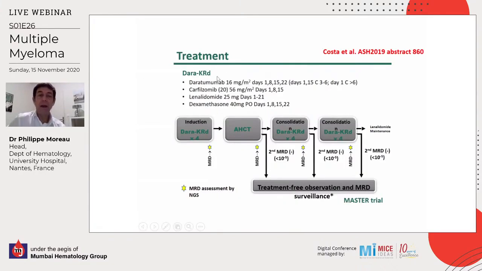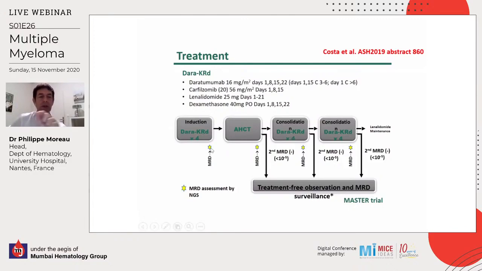At ASH last year, we heard about this very provocative phase 2 study, the MASTER study from Dr. Costa and one US cooperative group. They looked at KRD daratumumab, a very effective quadruplet in the setting of stem cell transplantation. Patients were treated with 4 cycles of induction with the quadruplet KRD DARA, stem cell transplantation, consolidation with KRD DARA times 4, and another consolidation phase with 4 additional cycles of KRD DARA.